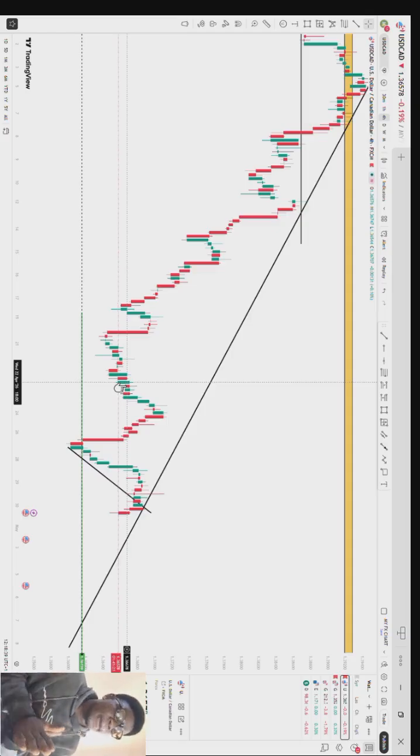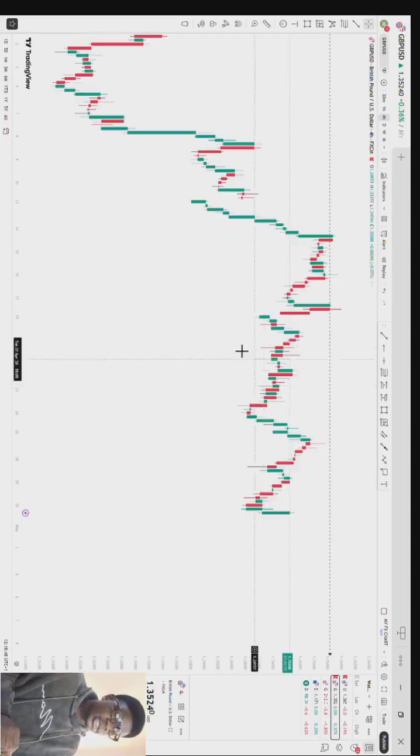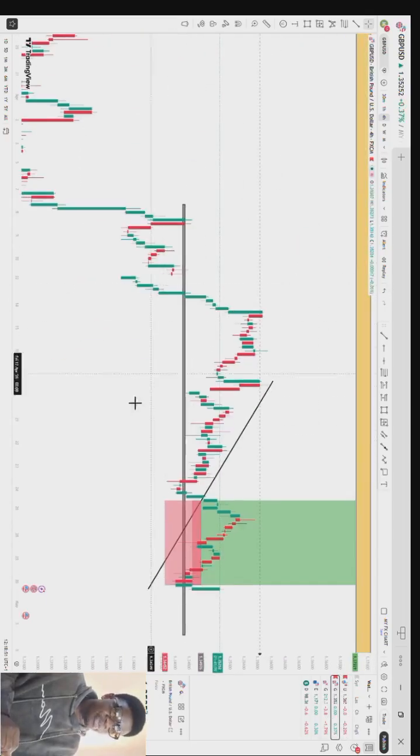Alright, let's go straight into the next one, which is to show you more examples. Yeah, that's USD CAD examples. Let me see if I have examples of GBP USD. Okay guys, you can see GBP USD. I'll show you a perfect example.